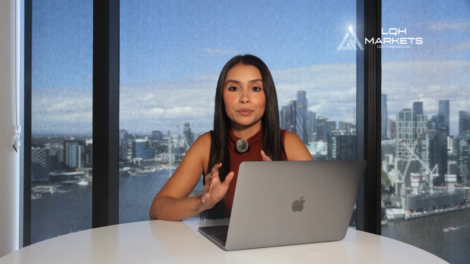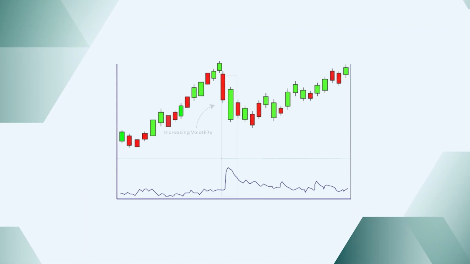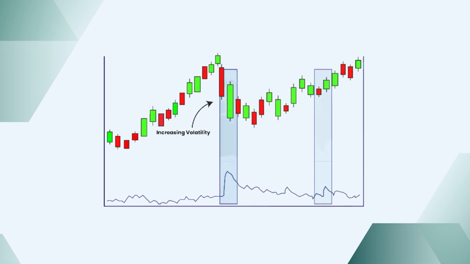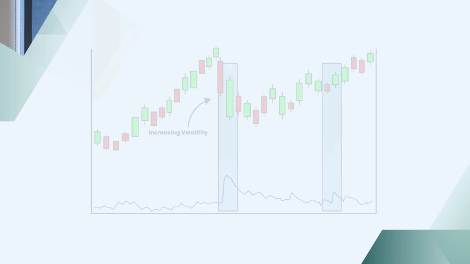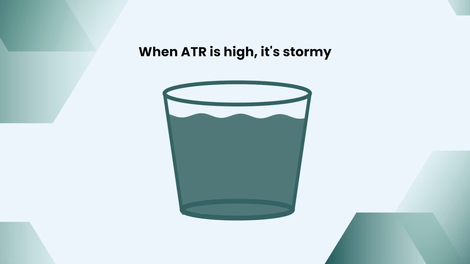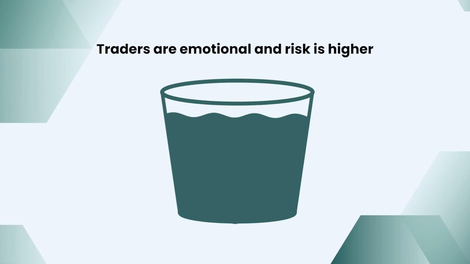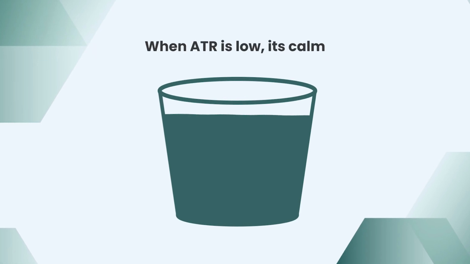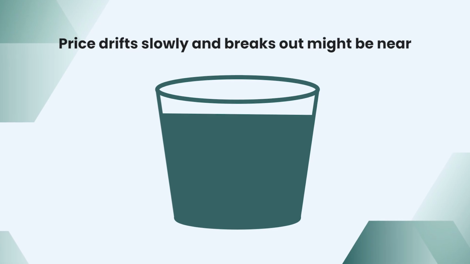Here's how to interpret it. A high ATR means large candles, big swings, and a volatile market. A low ATR means small candles, tight ranges, and a cold market. Think of it like weather. When ATR is high, it's stormy. The market moves fast. Traders are emotional and risk is higher. When ATR is low, it's calm. Price drifts slowly and breakouts might be near.